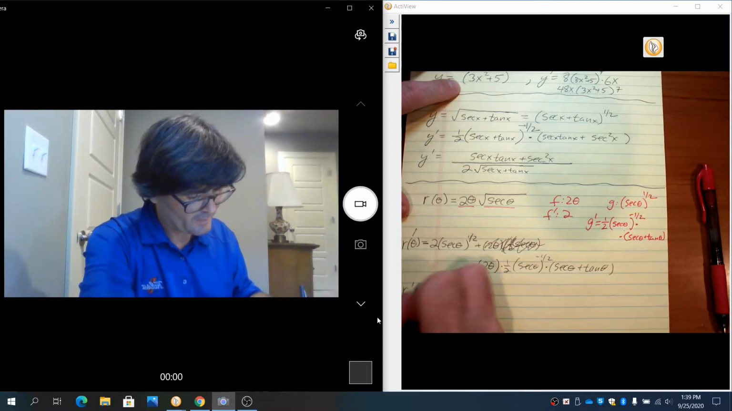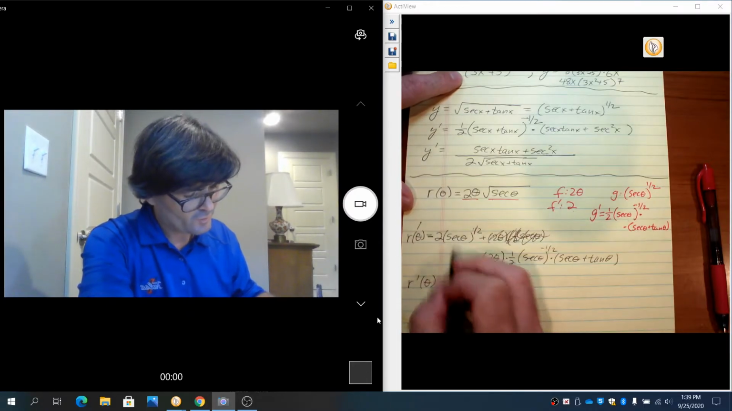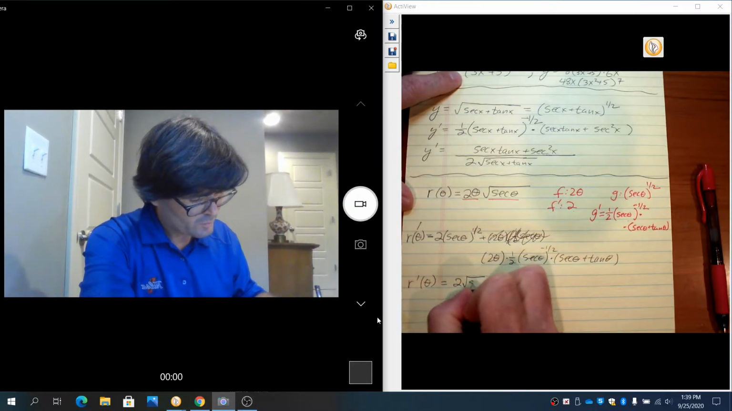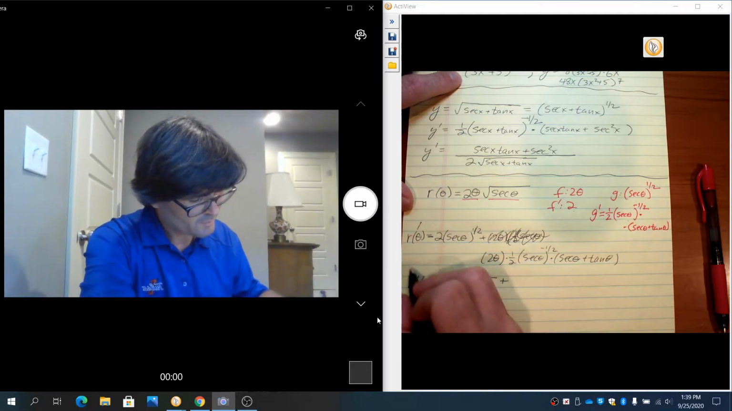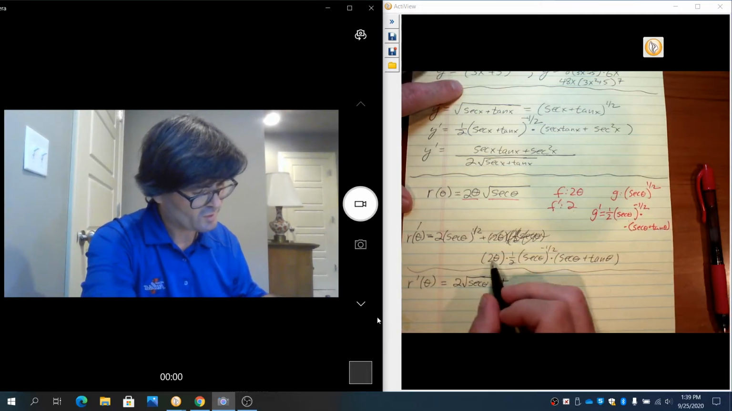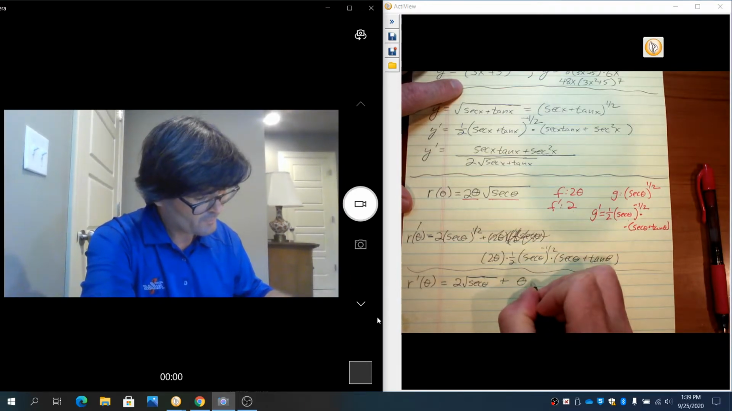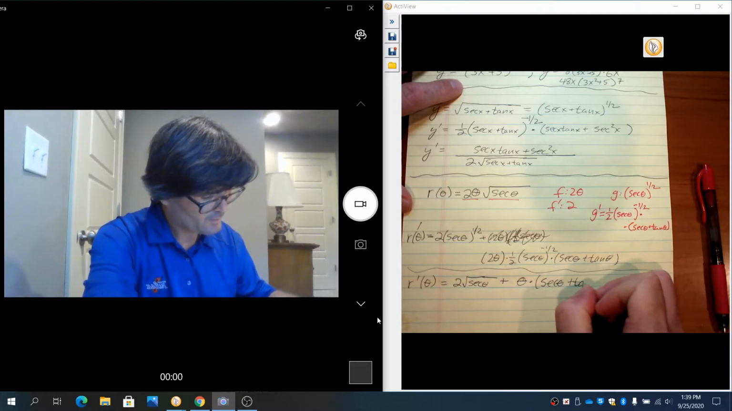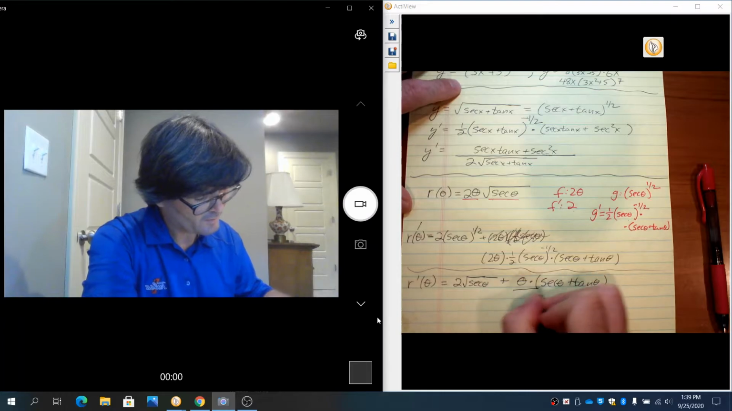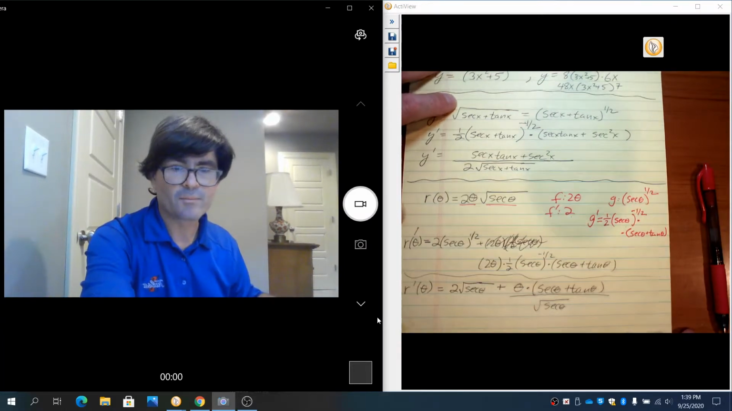I'm going to clean it up down here. R prime of theta is 2 square roots of secant plus, give you some space here, 2 theta times 1/2 is 1 theta. 1 theta times secant theta plus tangent theta all over secant theta. So that's your derivative.